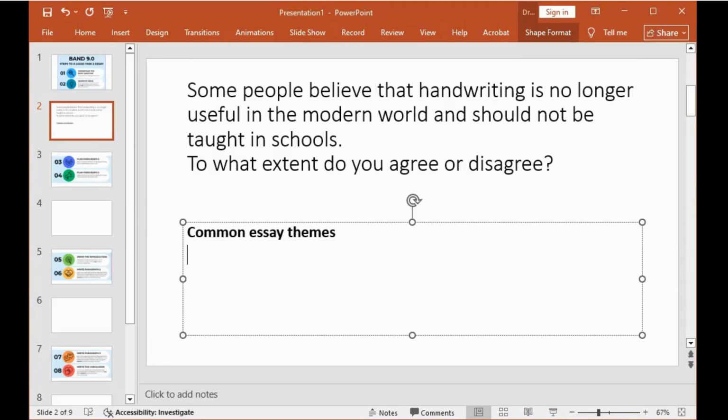So the common themes: number one is health. Number two is education. An essay question can fall under education. For example, the question I want to treat today falls under education. Can you see schools? Whenever you see things like school, teacher, student in the essay question, then that question falls under the general theme of education.